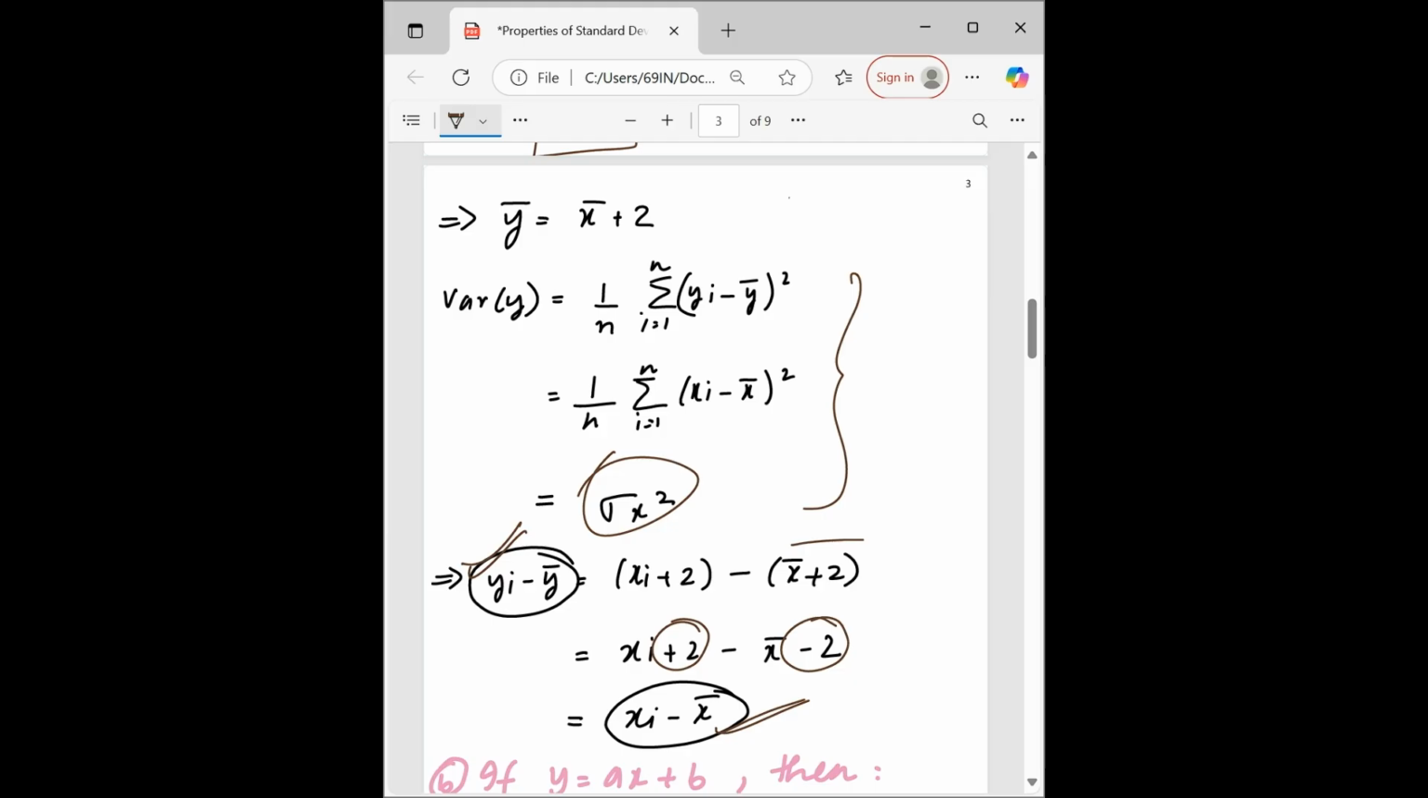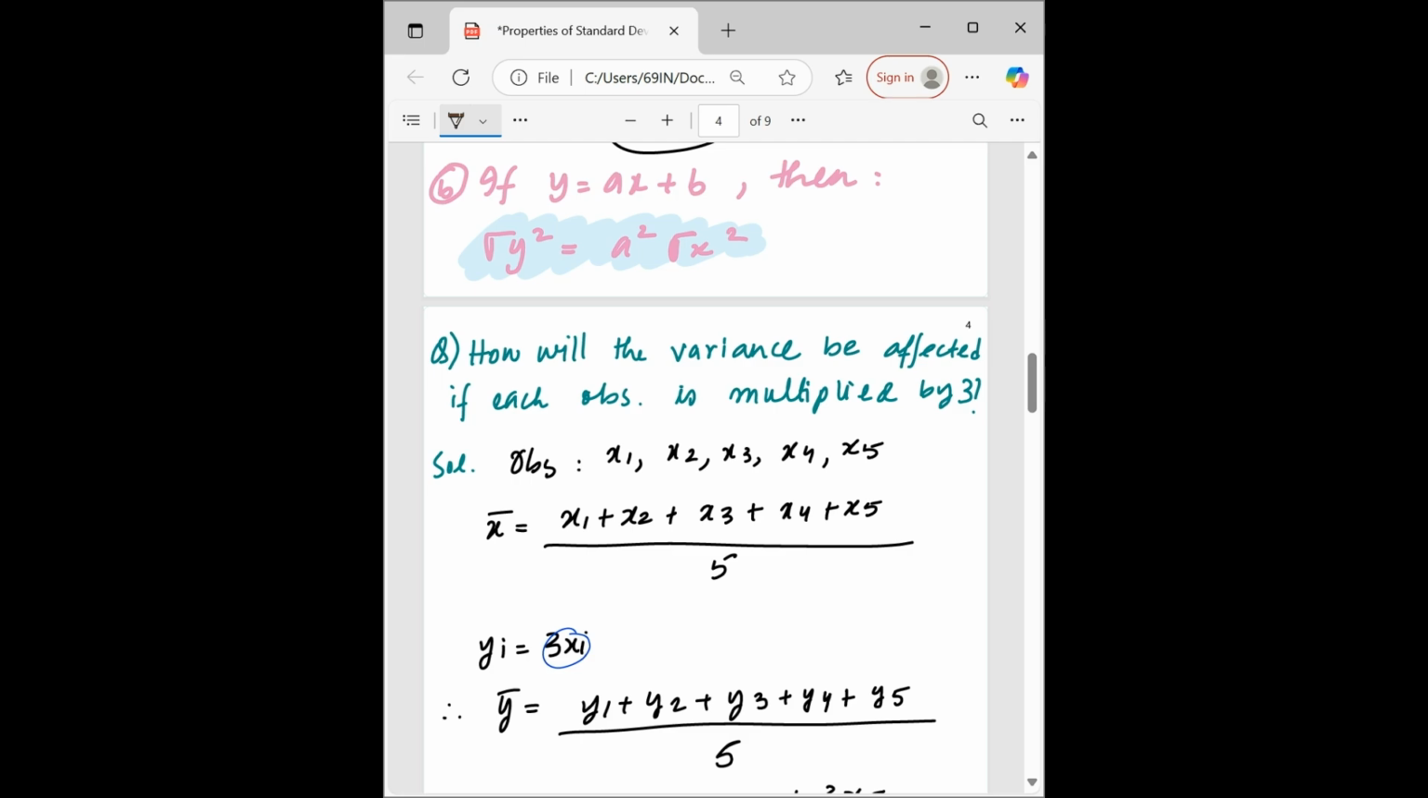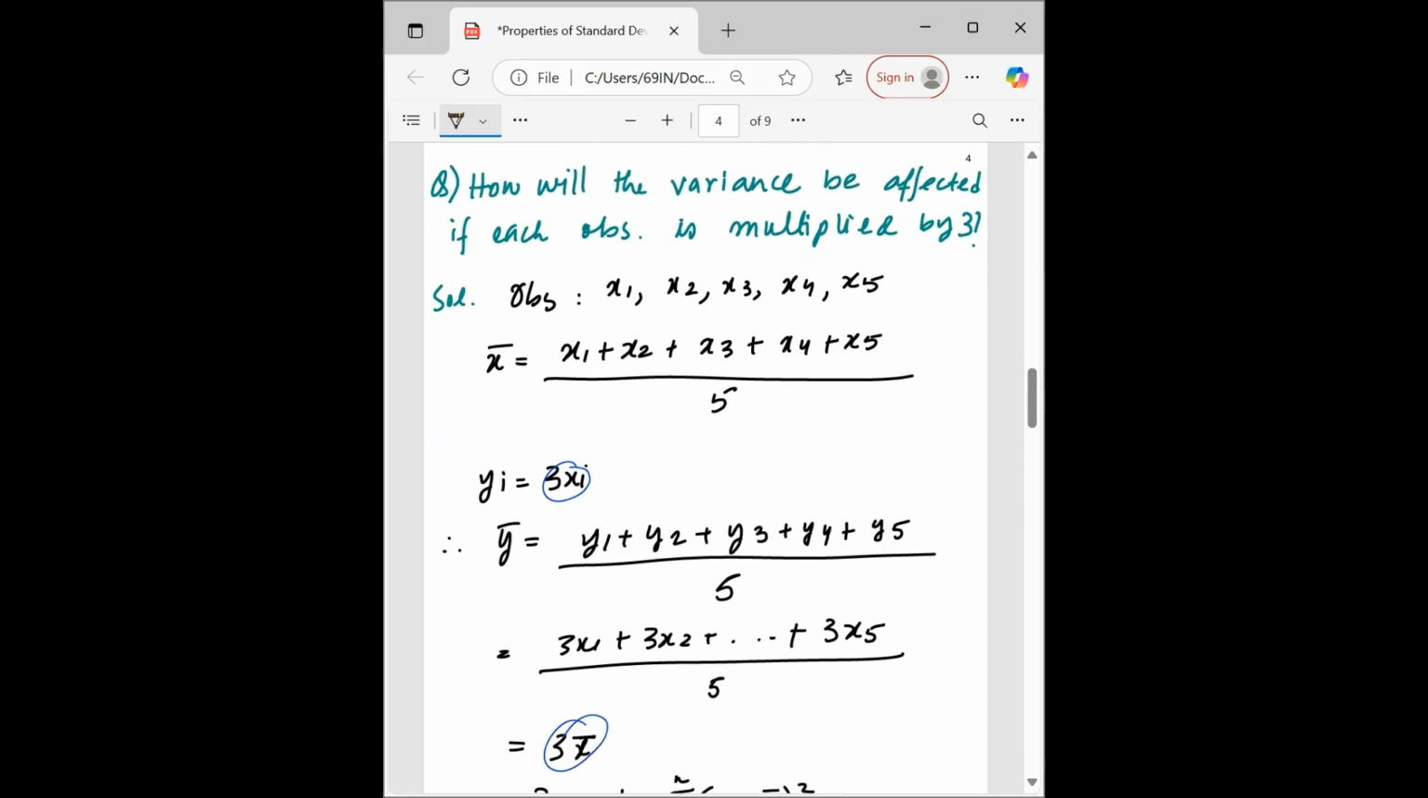Alright, so superpower number one is SD is immune to road trips. You can move your data anywhere you want, the spread doesn't change. Now, let's try with change of scale. See, the statement is y is equal to ax plus b, then sigma y square is equal to a square sigma x square. The question is, what if we multiply every data point by 3? We define yi is equal to 3xi.